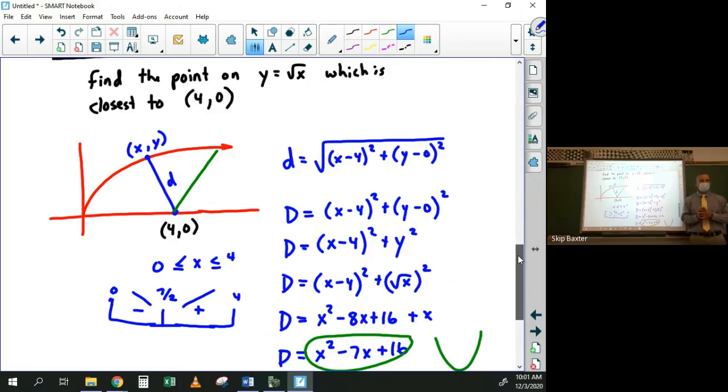Any other questions on optimization? Doesn't optimization seem easier with calculus? Yes, I think it's definitely easier with calculus than looking at the calculator.